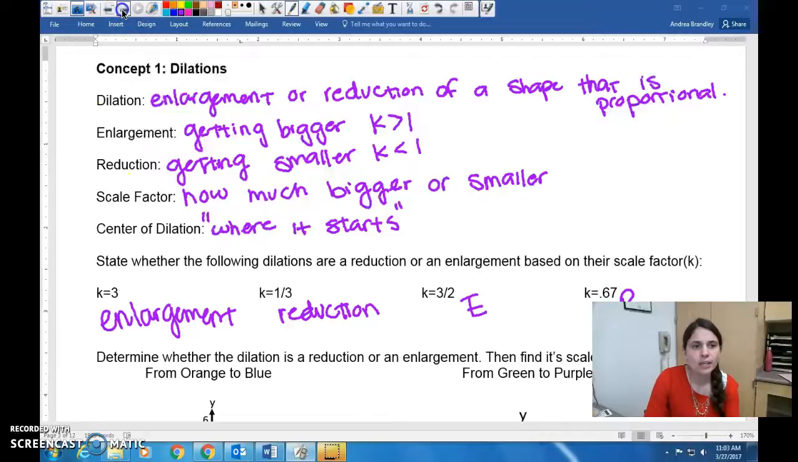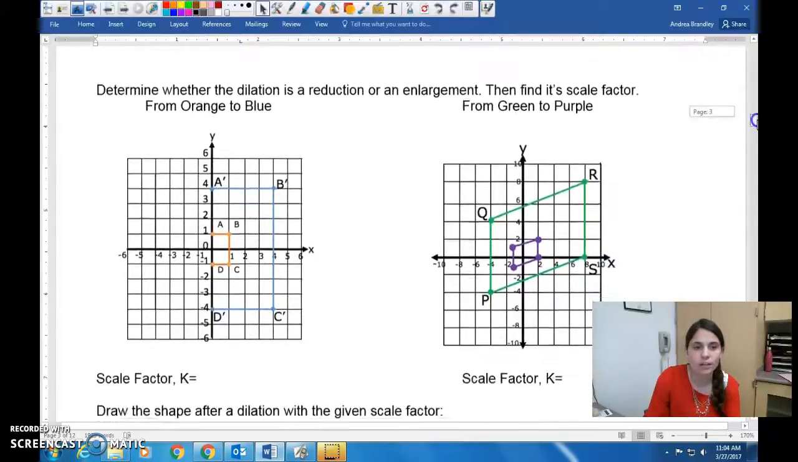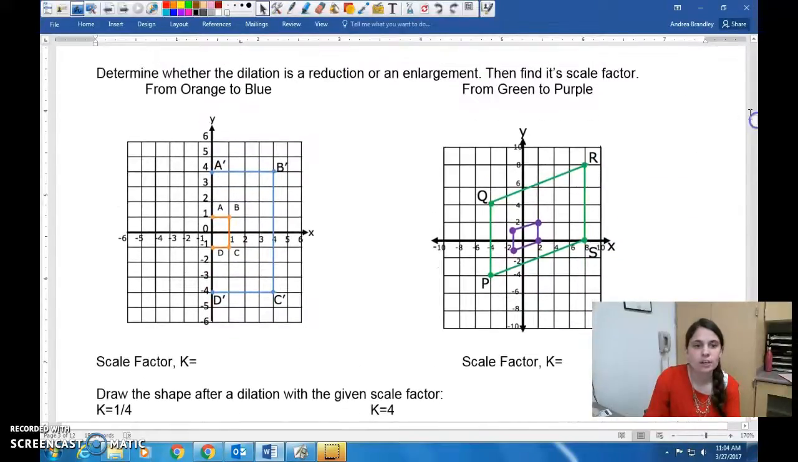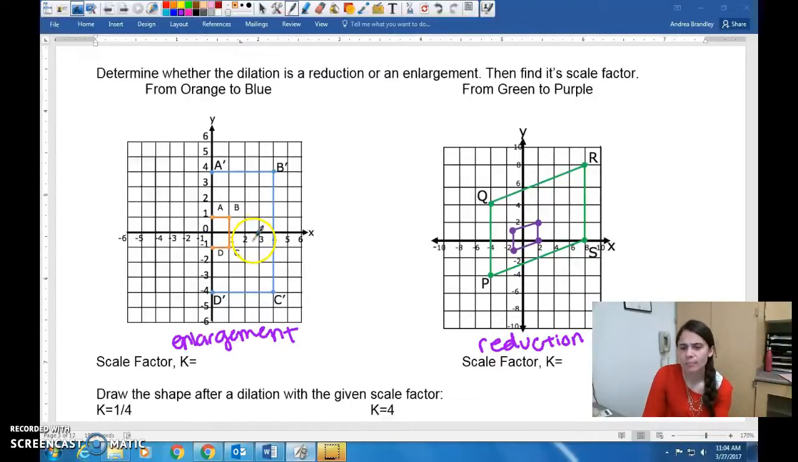So then if we look at the actual shapes instead of just at a scale factor, we're going to talk about whether they're an enlargement or a reduction. So if I start from the orange and go to the blue, is that an enlargement or a reduction? Well, I think it's pretty clear that it's an enlargement because from orange to blue, it's getting bigger. Versus over here, from green to purple, it's getting smaller, so this would be considered a reduction. And then we've got to be able to find our scale factor based on that.